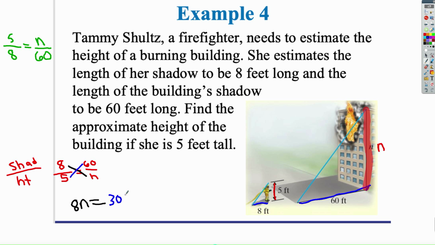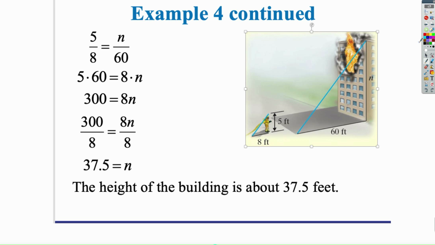So to undo multiplying n by 8, I will divide both sides by 8. 300 divided by 8 gives me 37.5. So 37.5, and that makes sense, 37.5 feet seems reasonable. If I got something really small or gigantic, that would not make sense. Here's my 37.5, and here it is worked out.